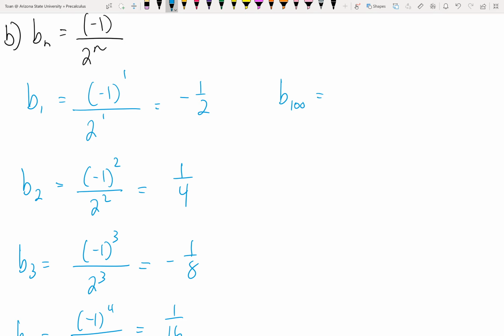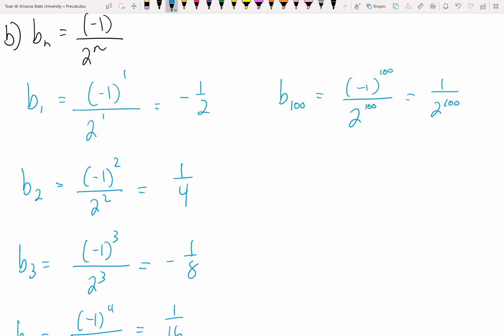I'm going to go all the way back up here. And to get the 100th term, negative 1 to the 100th power over 2 to the 100th power. Quite honestly, 2 to the 100th power is a huge, huge number. So when you're doing these, if the number that you're going to get is ridiculously big, it's going to cause an overflow error in your calculator. Just go ahead and leave it in non-simplified form. So this would be a positive 1 over 2 to the 100th power.